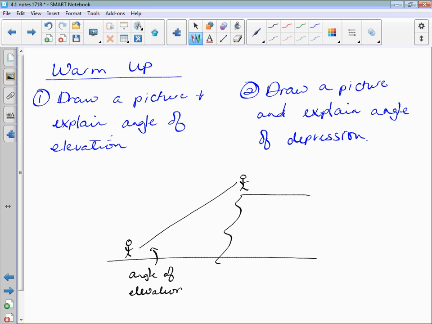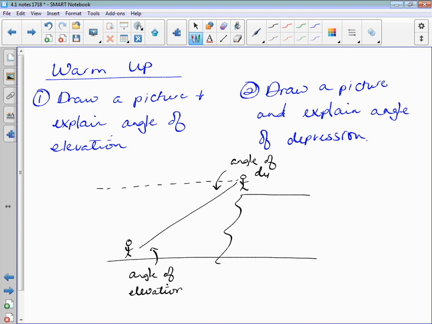Everyone always gets that right. The one you guys tend to screw up is the angle of depression. Is this the angle of depression? No. Okay, good. So, yeah, if we drew a line parallel to the ground here, that is the angle of depression.